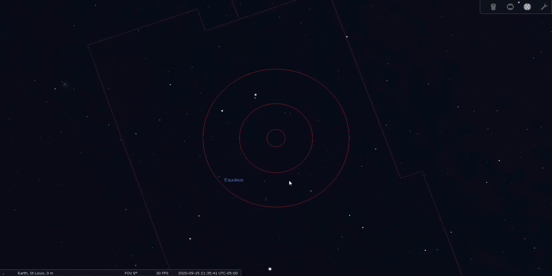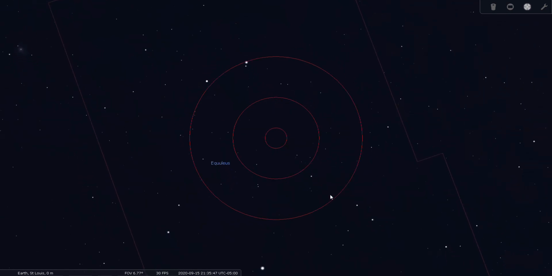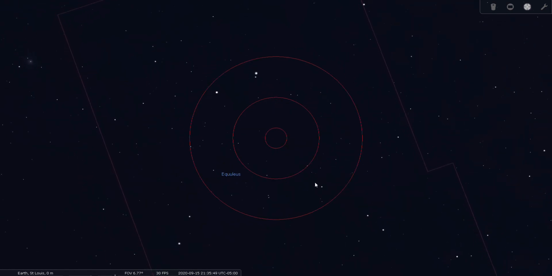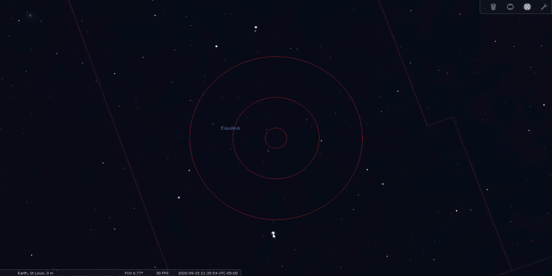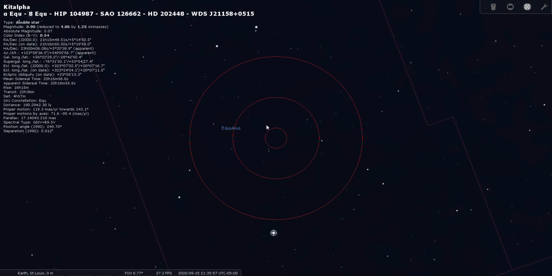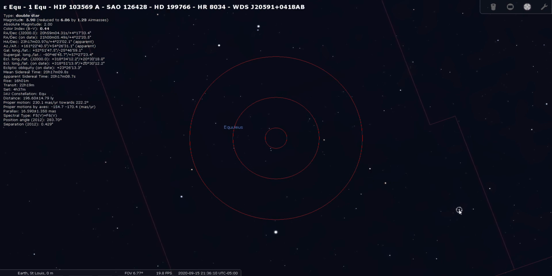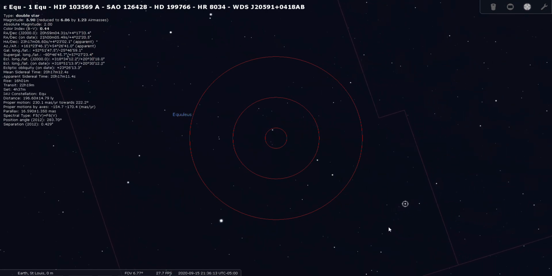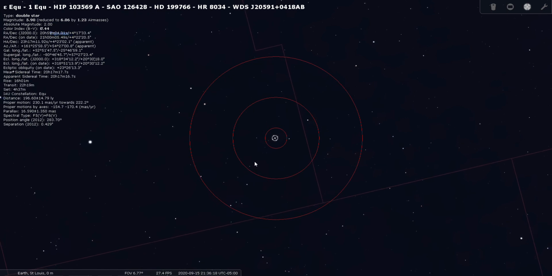So let's pan around with our binocular field here. Let's get it back to 6 degrees. Let's see, this one's Gamma, and I think this one was Alpha, I believe. Yeah, that's Kitalpha. So I think this one over here is Epsilon Equuleus? No, that's 3 Equuleus. That's 4. Was it way over here? There it is. Okay, I was just testing my memory. Here's Epsilon Equuleus way over here in the far reaches of Equuleus.